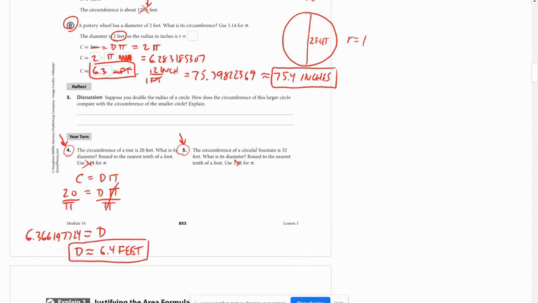Problem 5, the circumference is 32 feet, and we want to know the diameter. So again, circumference equals diameter times pi. Circumference we know is 32. Divide both sides by pi, and we get diameter equals 32 over pi, which is approximately, using the pi button on your calculator, 10.18591636. And so we'll say that is about 10.2 feet.